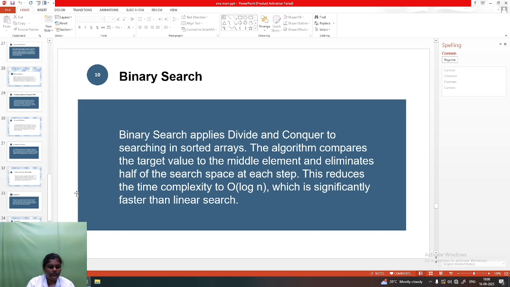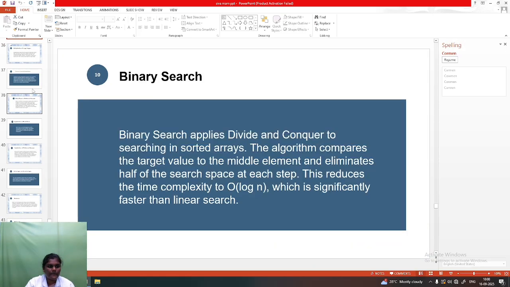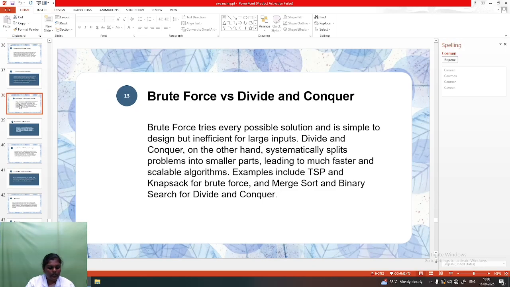A problem instance is the specific input for which a computational problem needs to be solved. Name two methods of algorithm design: divide and conquer, dynamic programming. What is time complexity? Time complexity is a function that describes the amount of time an algorithm takes in terms of the size of the input.